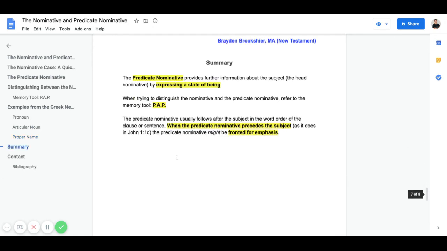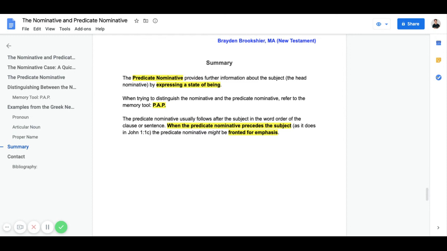Now let's summarize everything we talked about for today. The predicate nominative provides further information about the subject, the head nominative, by expressing a state of being about it. And when trying to distinguish the nominative and the predicate nominative, refer to the memory tool P.A.P. Which means, of course, pronoun, which will get greatest precedence and will identify the subject. Second would be the articular noun, and also then the last P, proper name. Both those will be tied as far as precedence. Refer to word order when trying to distinguish.